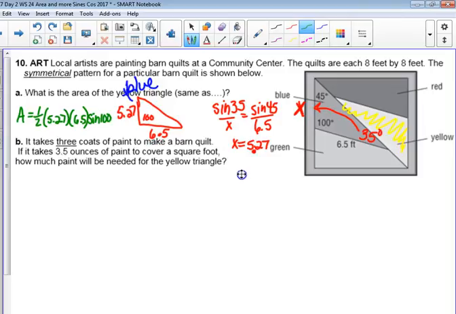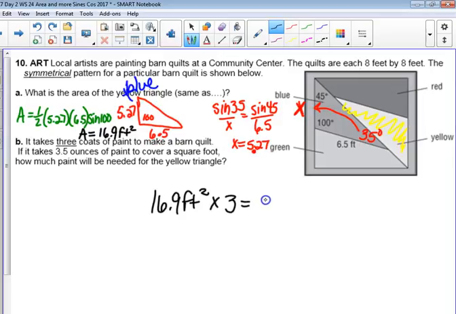Anybody getting 16.9-ish square feet? Okay. What do we need to do if we need to give that yellow area 3 coats? So we're going to give each of those 3 coats. So we need to buy 3 times that much paint.